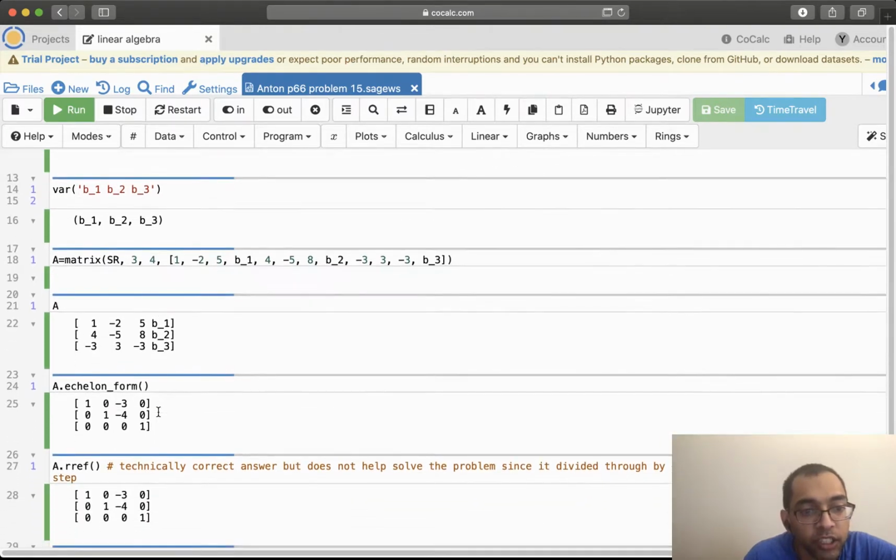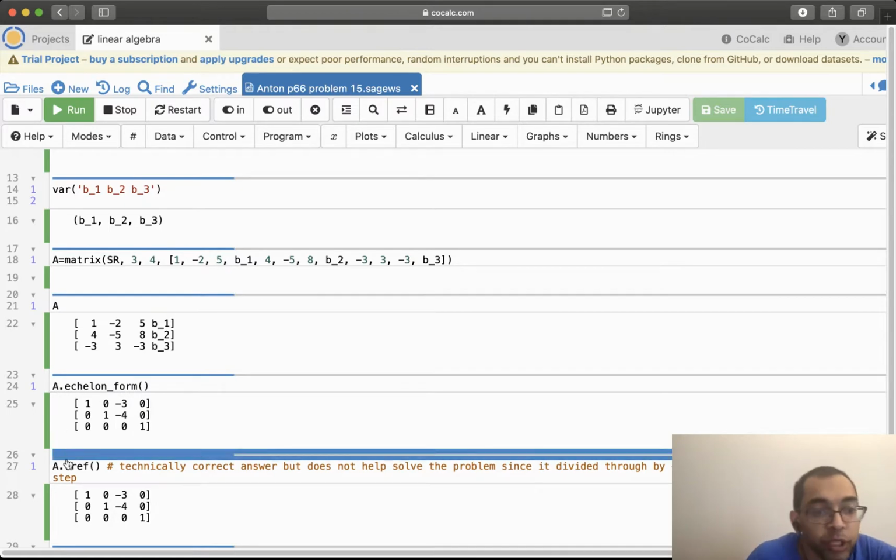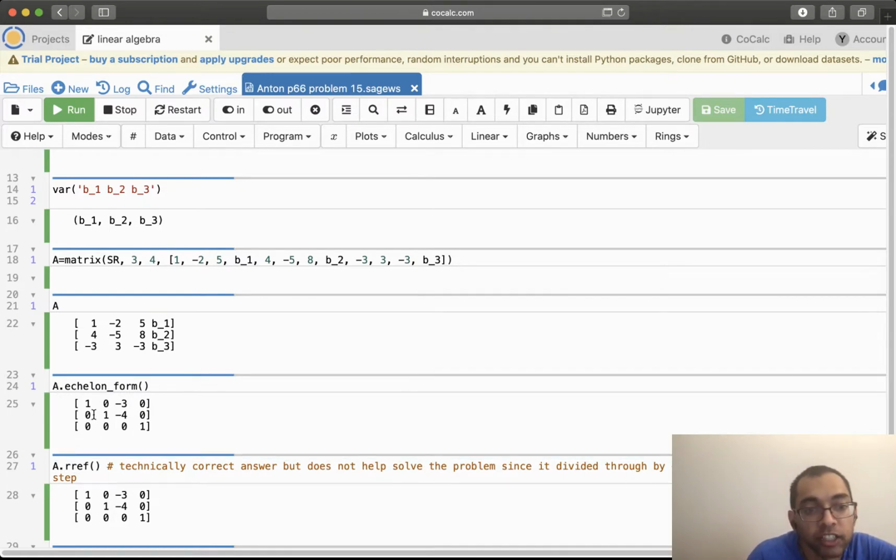And so what I planned on doing, and did, is compute the reduced row echelon form of this matrix A. And there's an equivalent command. It's slightly different, but very much the same, and I didn't actually know the difference before I made this video. Okay, so then compute the echelon form, and I get this thing, and similarly the reduced row echelon form, and I get the same answer.